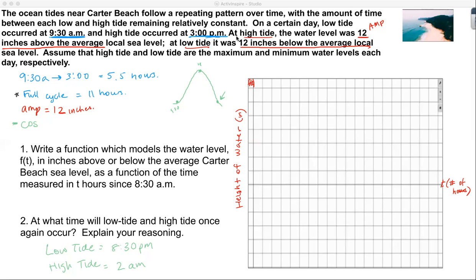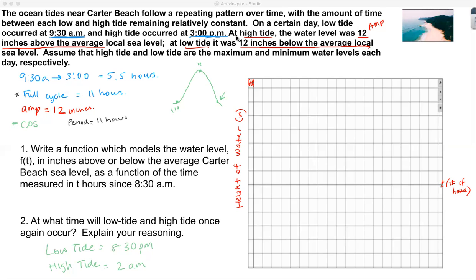Right? So our full cycle, our negative cosine full cycle, is going from min to midline to max to midline to min, right? So how long does that one cycle take? It says it takes 11 hours. So if our full cycle takes 11 hours, that's telling us that the period is going to be 11 hours.